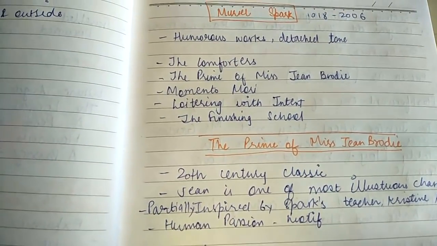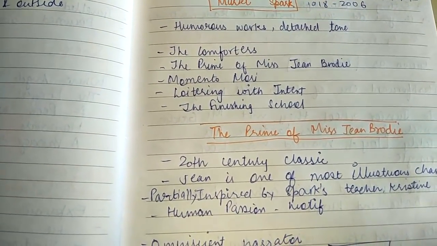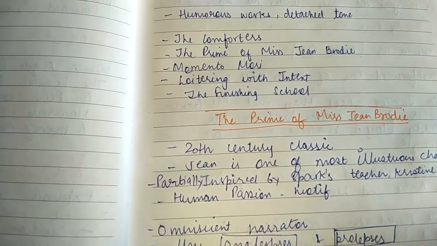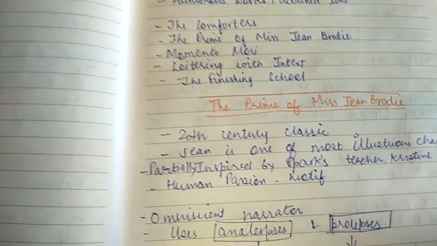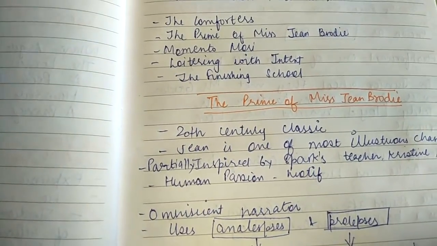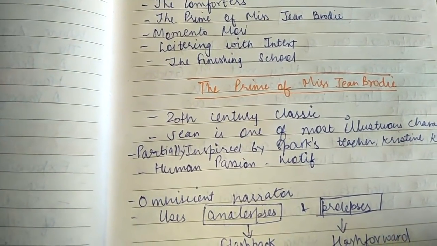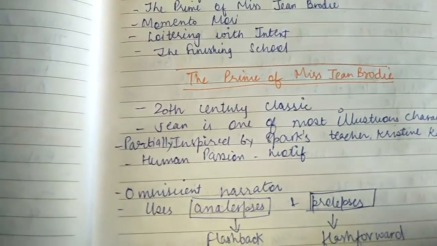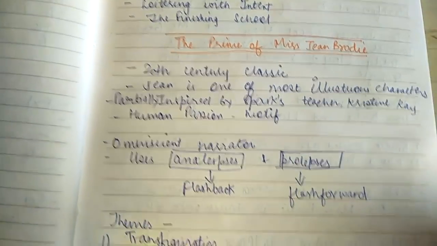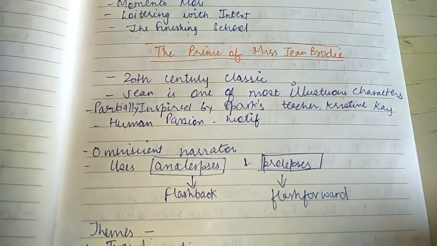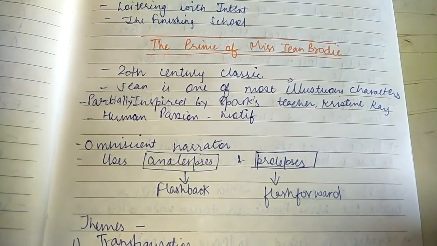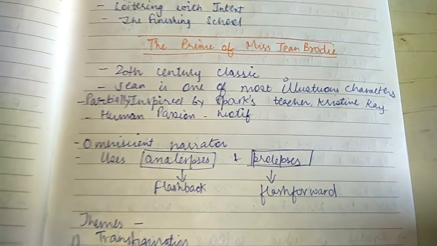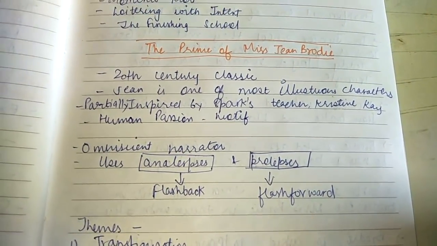A few of her important works are The Comforters, The Prime of Miss Jean Brodie, Memento Mori, Loitering with Intent, The Finishing School. And the novel which we will be talking about today is The Prime of Miss Jean Brodie. It is regarded as a 20th century classic. Jean is one of the most illustrious characters. She has all the potential of being an illustrious character.